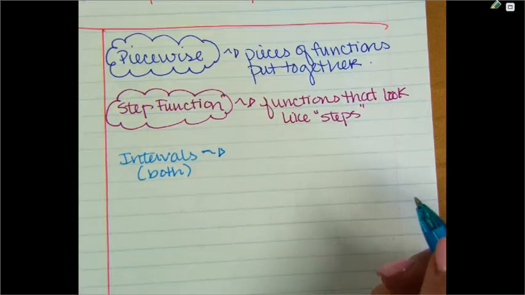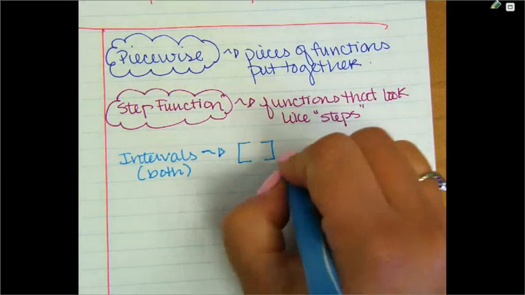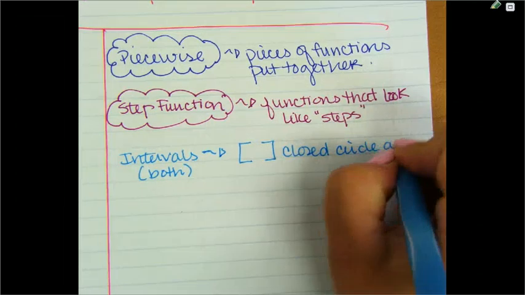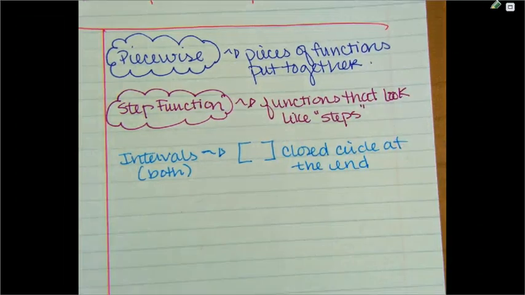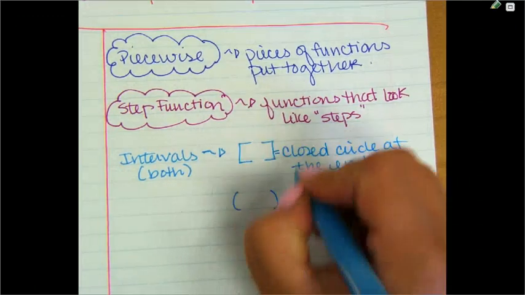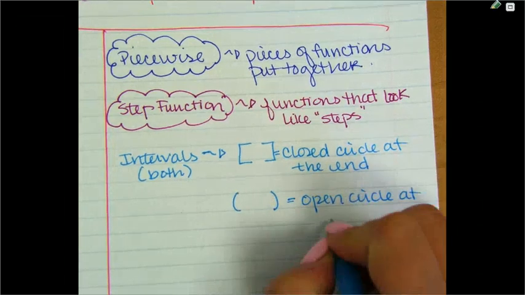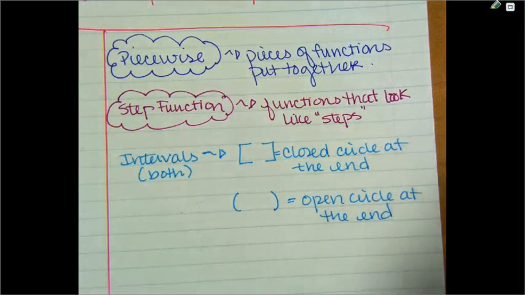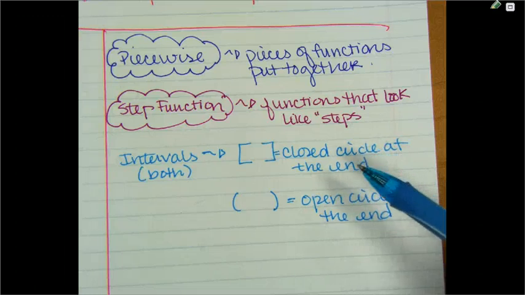Your intervals, you will have brackets when you have a closed circle at the end. And you will have parentheses when you have an open circle at the end. Open circle means we're not touching. Closed circle means we are touching.